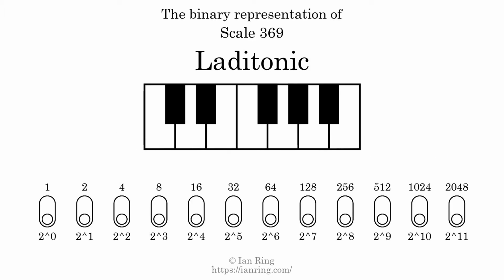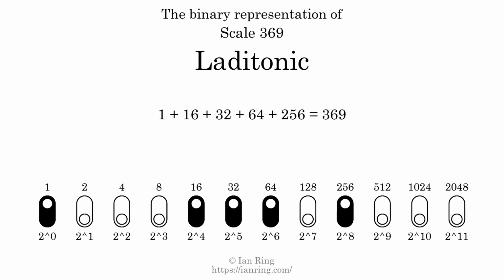The binary representation of this scale is determined by mapping tones of the scale to binary digits. Each binary digit represents a power of 2. To get the scale number, we add the powers of 2 together. The powers of 2 that are present in the scale, all added together, equals 369. That is why the scale number, in decimal, is 369.